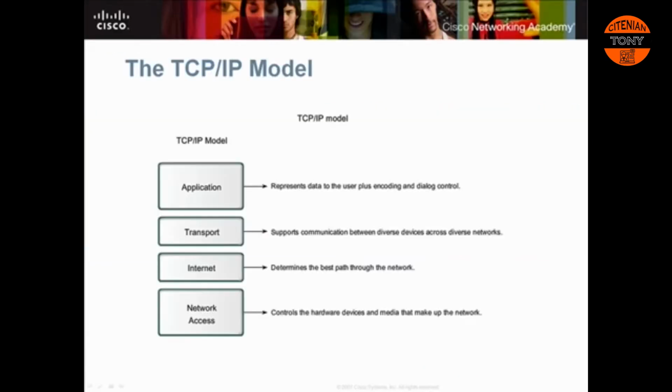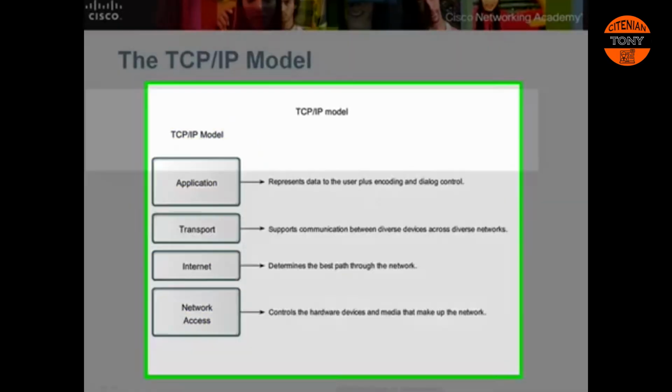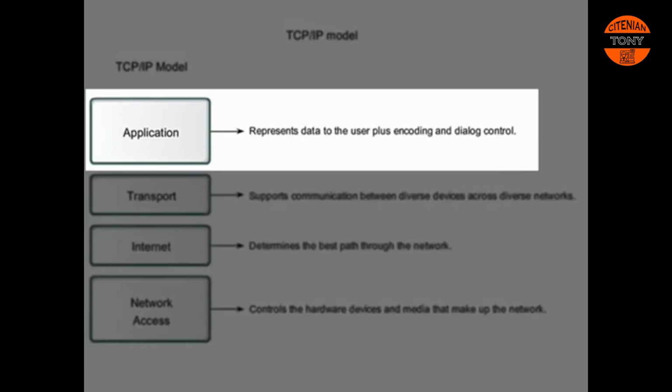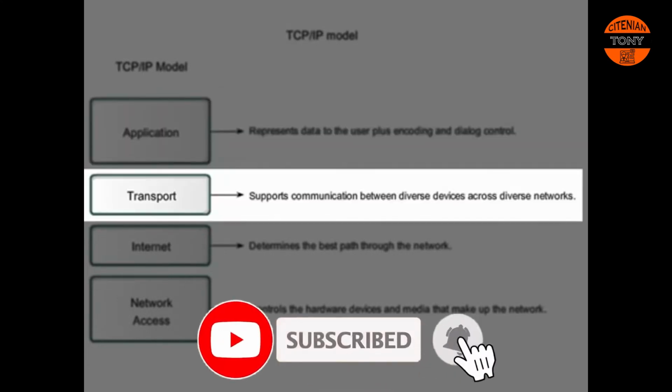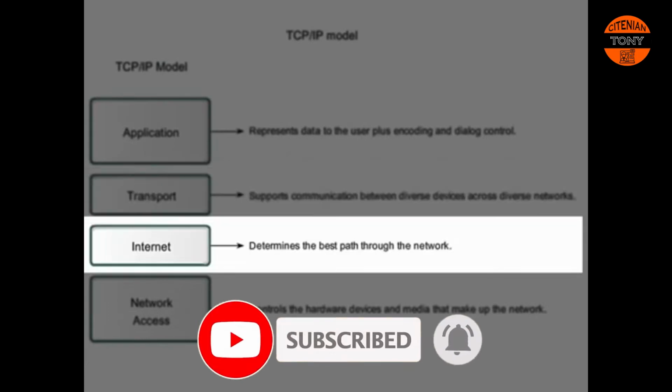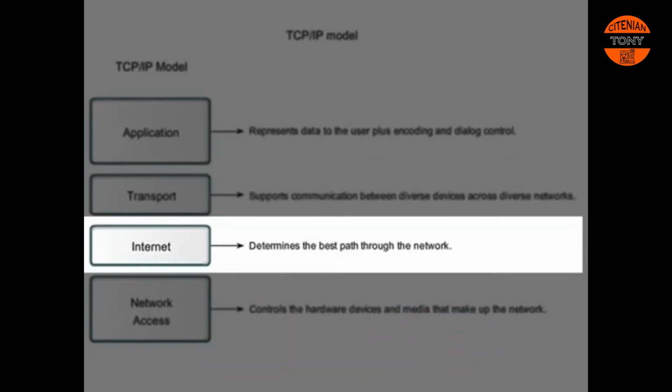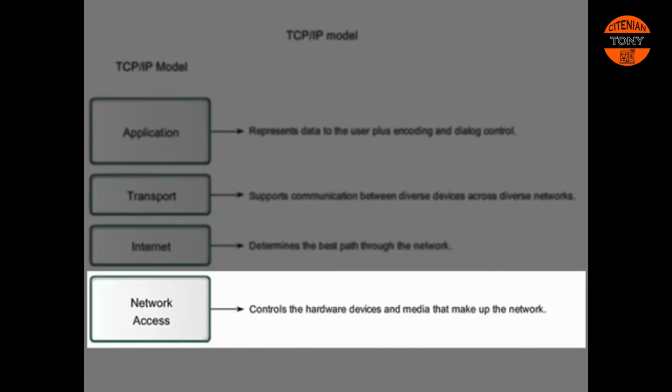As we examine the TCP/IP model, we see that it's made up of 4 layers: application, transport, internet, and network access. Each layer has specific responsibilities. The application layer is responsible for encoding data into a form that can be sent over a network and to decode data when it's received from the network. The transport layer supports communication between devices when messages are being sent across the network. The internet layer determines the best path for a message to be sent through a network, and the network access layer controls the hardware and the connections that make up the network.